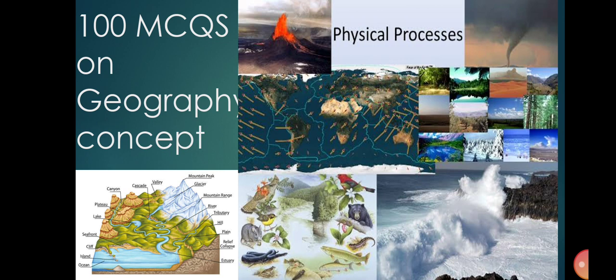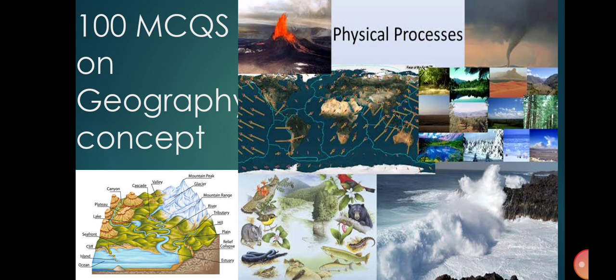Question number 82. Which of the following are geomorphic agents? Geomorphic agents are components of nature like running water, moving ice masses or glaciers, wind, waves, currents, etc., which are capable of removing, transporting, and depositing earth materials.